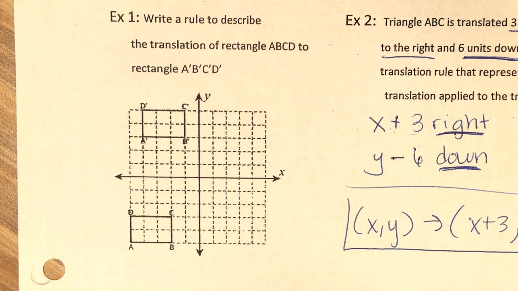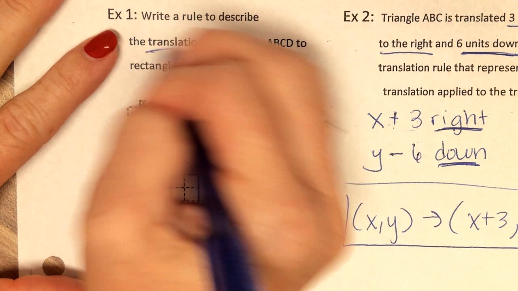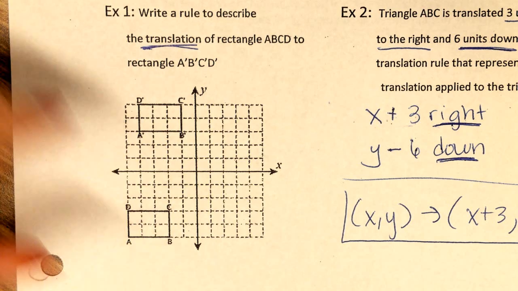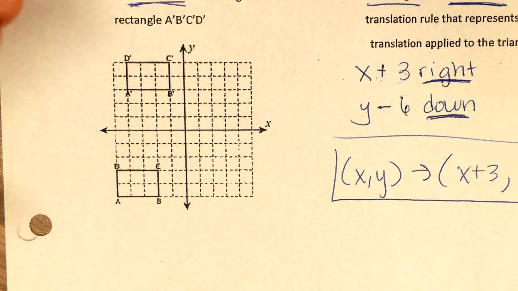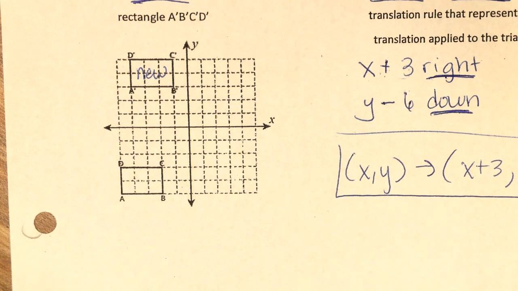This one, they didn't tell you. You're going to have to count how far it moved. Okay, so let's read it. It says, write a rule to describe the translation. They're already telling you it was translated from rectangle ABCD to the new rectangle A'B'C'D'. So now, how do I count? Which shape do I start with? The one without the primes, because the primes is the new shape.